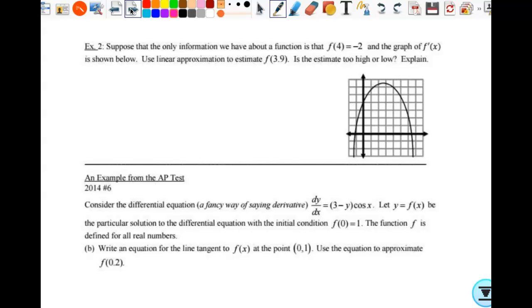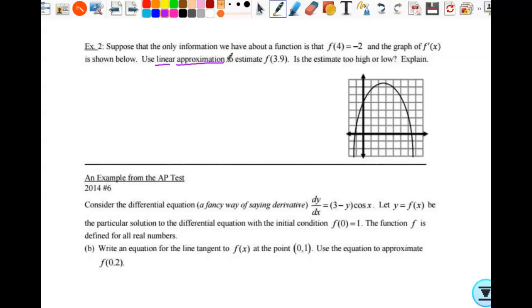Okay, suppose that the only information we have about the function is that f of 4 equals -2, and the graph of f prime of x is shown below. Use linear approximation to estimate f of 3.9. Is the estimate too high or too low? And explain. Okay, so if it tells me linear approximation, that means I'm going to have to write an equation for the tangent line so I can actually estimate it like we just did, right?